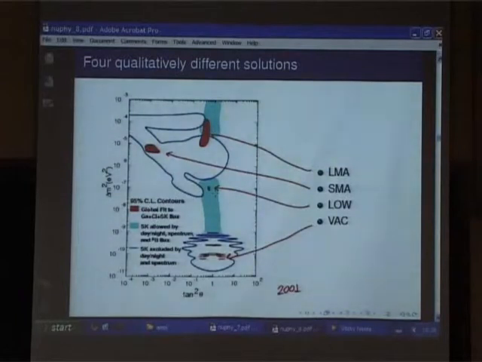Some are excluded by other data. So I'll come to that. That we are going to talk about. So right now just look at these four and then we'll talk about each of them individually. So let's first start with this solution, or vacuum solution.